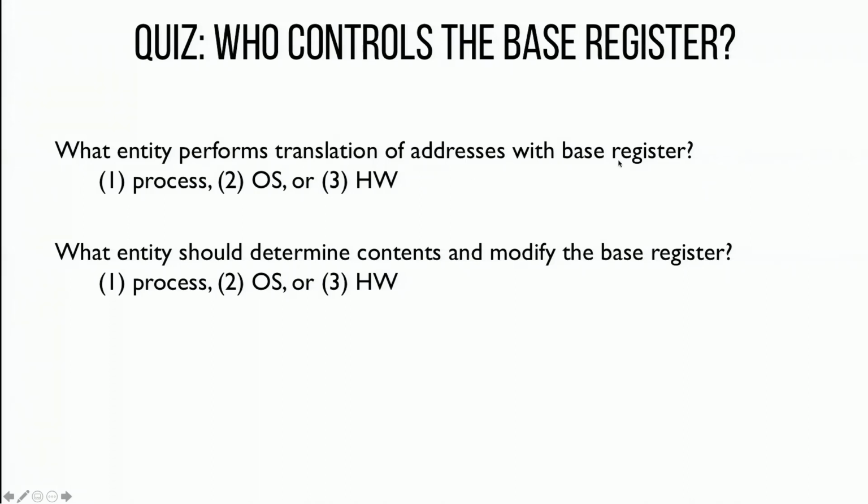It's using the base register to just add on to the logical address to show where that address space lives in physical memory. And then which is the entity that's actually determining the contents of the base register, modifying that and telling the hardware what it should hold? That's the OS. The OS is privileged, so it can modify and access that base register. The OS is determining where a process lives in physical memory. It's doing that allocation, and then it's telling the hardware, this is where I've placed that process in physical memory.